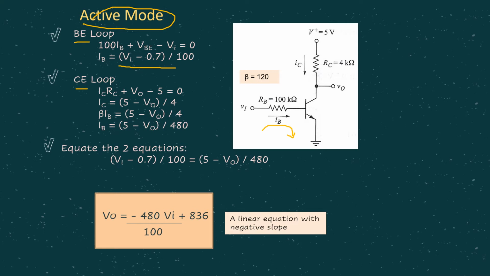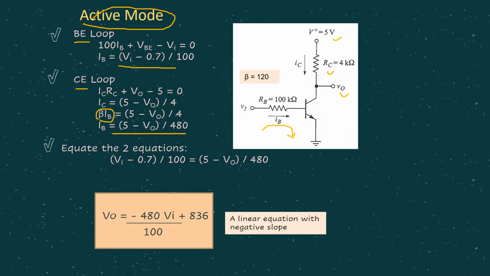Then let's look at the CE loop. From this KVL equation, IC RC plus V0 minus 5 equals 0. Remember, IC can be represented as beta IB, and we can rewrite the equation in terms of IB, which is given by 5 minus V0 divided by 480.